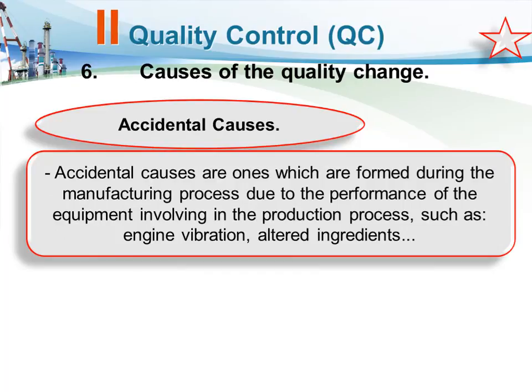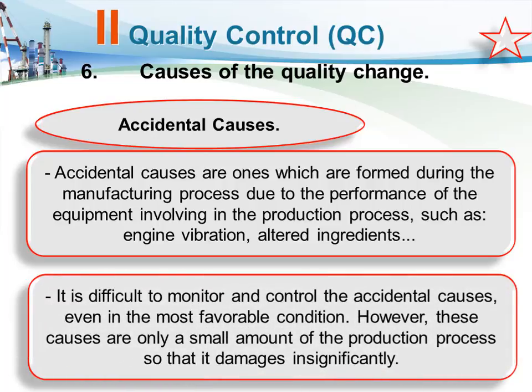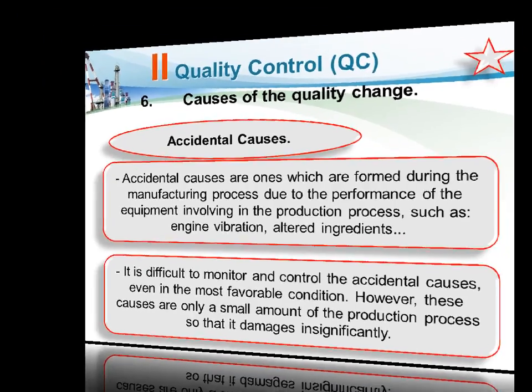Accidental causes are ones which are formed during the manufacturing process due to the performance of the equipment involved in the production process, such as engine vibration and other ingredients. It's difficult to monitor and control the accidental causes, even in the most favorable conditions. However, the causes affect only a small amount of the production process and damage it insignificantly.